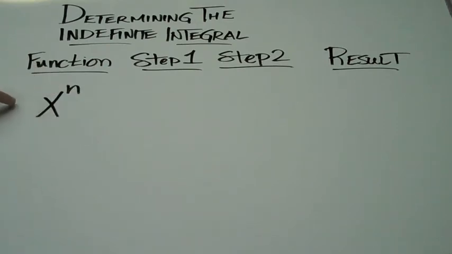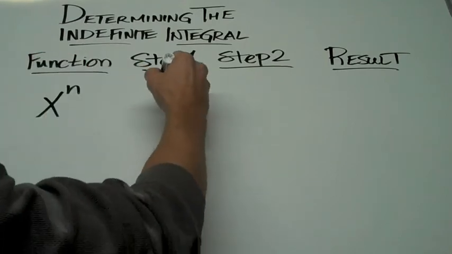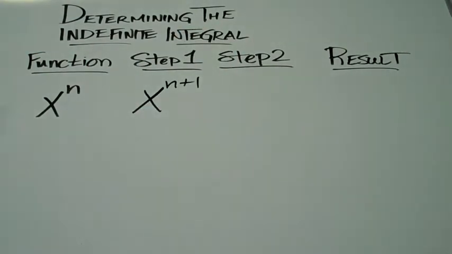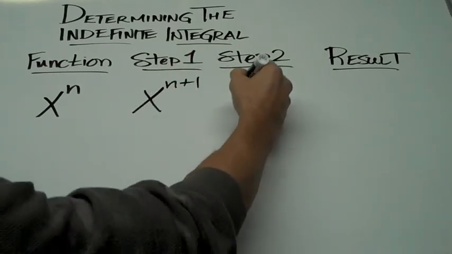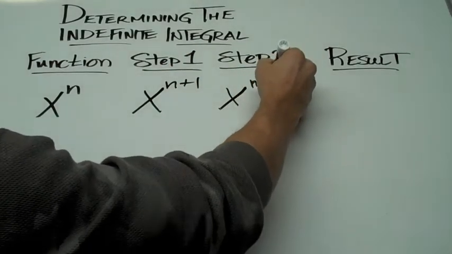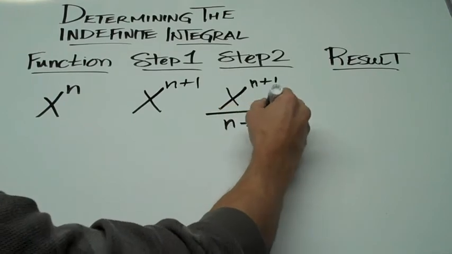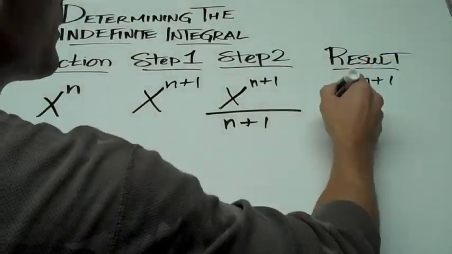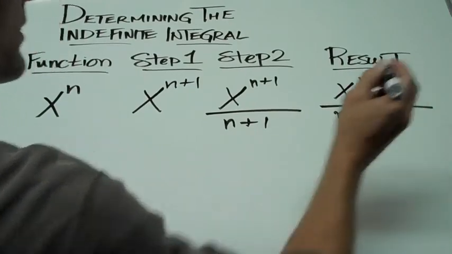Now that we know that the indefinite integral is taking the antiderivative of some function, how do we find it? Well, here is our original function, x to the n. If we want to integrate it, our first step is to add 1 to the exponent. So we have now x to the n plus 1. Our second step is to divide by the resulting power. So x to the n plus 1 divided by n plus 1. And that's going to be our result.